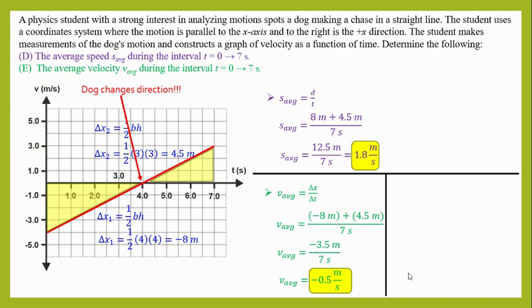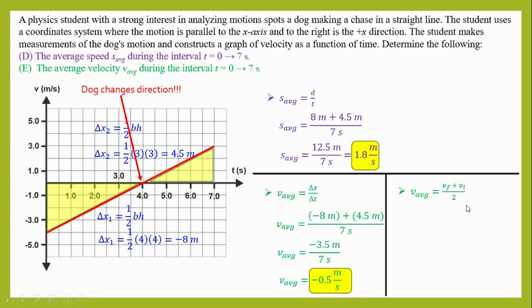Now, if you don't like doing displacement over time, you can also use this average velocity function here. I noticed that the slope of the red line that was given to me is a constant a, which is a positive 1 meters per second squared. So therefore, I know I can find average velocity simply by taking vf plus vi divided by 2.